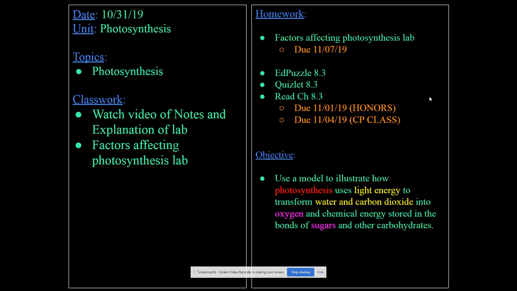Taking a look at our outline for today, 10/31/19, Halloween, we're still on the unit of photosynthesis. We're going to be talking about factors that affect the efficiency of photosynthesis. For classwork, you're going to start off by watching this current video, whereby I'm going to give you a little bit of notes on the factors that affect photosynthesis, and I'm going to explain how you can do the lab.